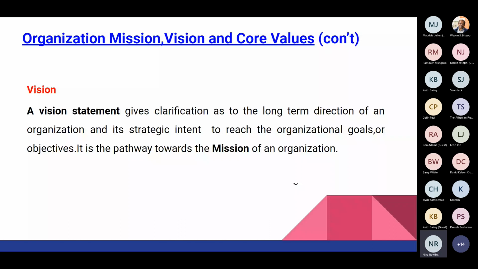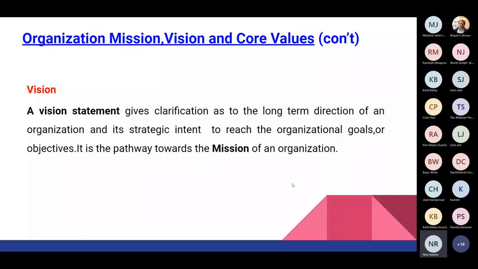When we look at the vision statement, it gives a clarification as to the long-term direction of an organization and its strategic intent to reach organizational goals or objectives. It is a pathway towards the mission of the organization. What this last line specifically says is that the vision and the mission complement each other, because they both act as a guide to the actions of the employees of the organization.